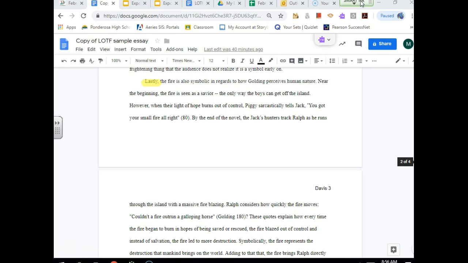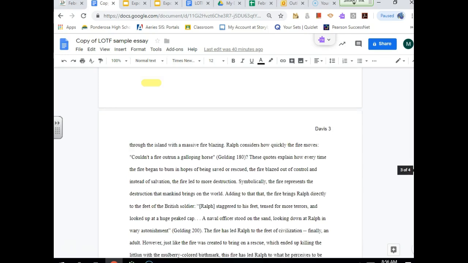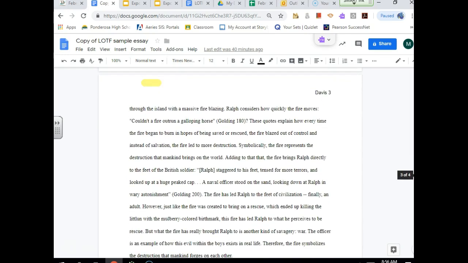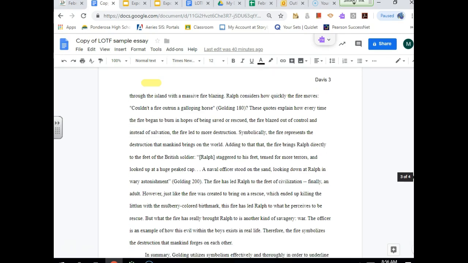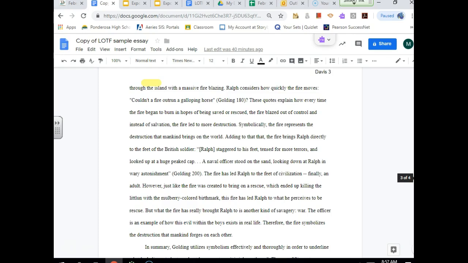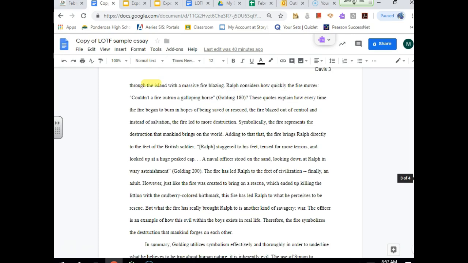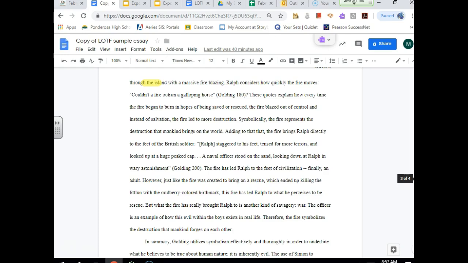Jack's hunters track Ralph as he runs through the island with a massive fire blazing. Ralph considers how quickly the fire moves. Couldn't a fire outrun a galloping horse? These quotes explain how every time the fire began to burn in hopes of being saved or rescued, the fire blazed out of control, and instead of salvation, the fire led to more destruction. Symbolically, the fire represents the destruction that mankind brings to the world.